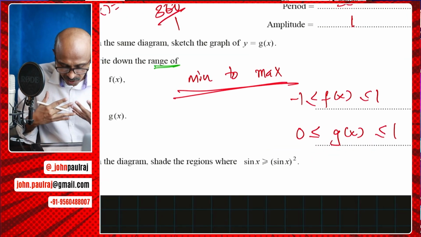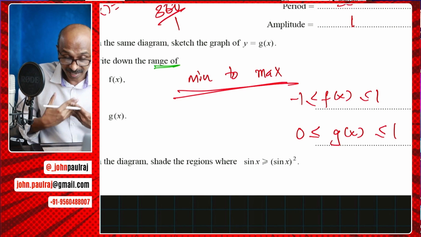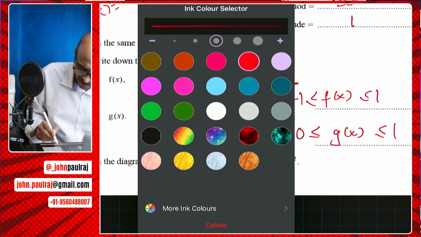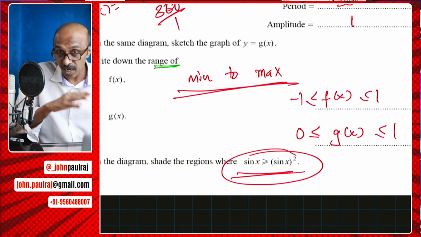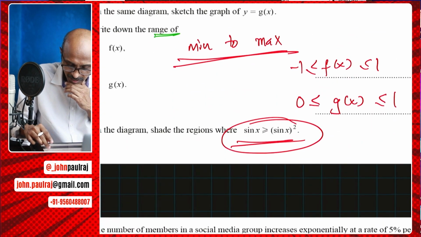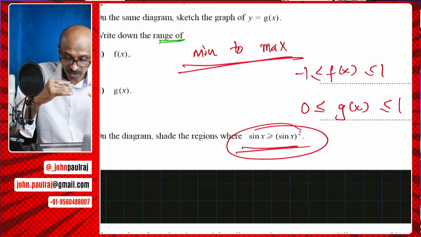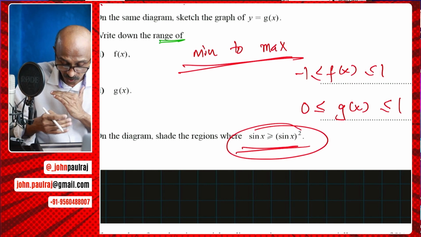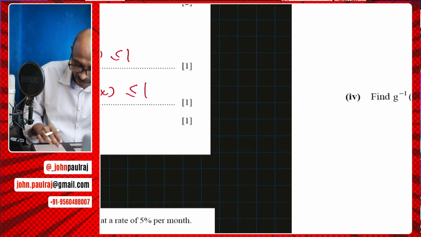It says on the diagram, shade the regions where sine x is greater than or equal to sine x the whole square. Now, I want to do this, but not just for this one, because inequalities need not be done algebraically. You can use a graph to solve that. Some other question where there's an inequality, we'll take a look at that. But this is just to shade where sine x is greater than or equal to sine x square. Now, the way I want you to interpret the inequality is above and below.